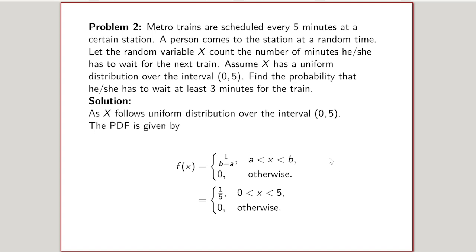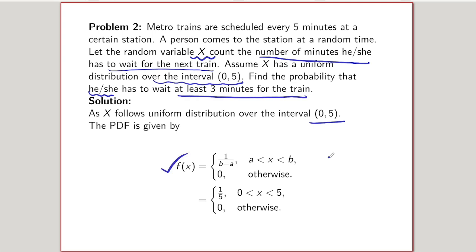Metro trains are scheduled every 5 minutes at a certain station. So the time limit is 5 minutes. A person comes to the station at a random time. Let the random variable x count the number of minutes he or she has to wait for the next train. Assume x has a uniform distribution over the interval 0 to 5. We are going to find the probability that he or she has to wait at least 3 minutes for the train. So it follows a uniform distribution in the interval 0 to 5.